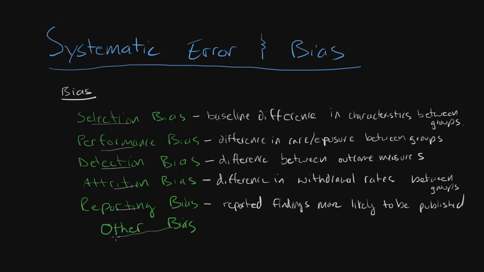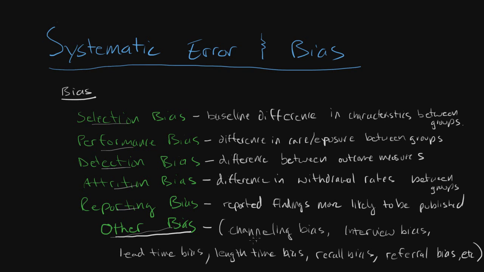Other biases. There are many other types of biases you can identify in this study. Due to time limitations, I haven't reviewed them all, but I'll mention several important ones that you can look up on your own if you come across them. Some of these include channeling bias, interview bias, lead time bias, length time bias, recall bias, referral bias, and much more.